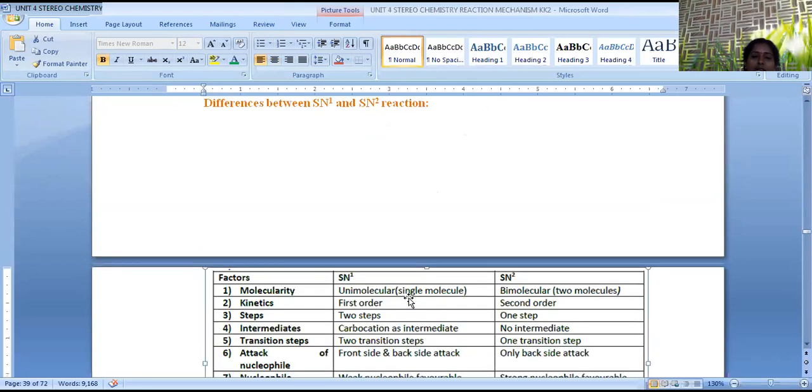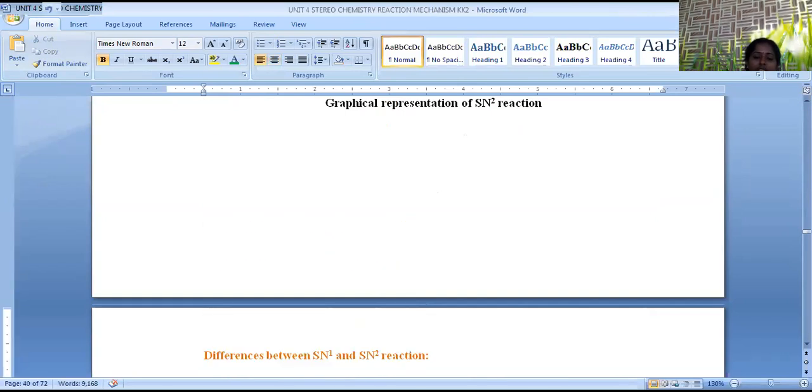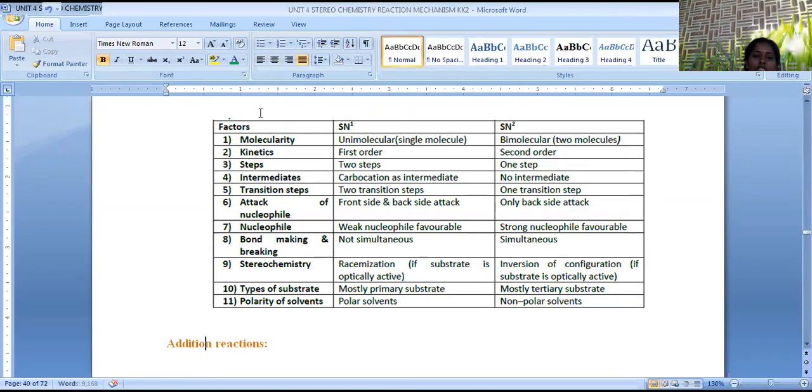Now let us compare SN1 reaction with SN2 reaction. There are so many differences between these two, why some of the species proceed with SN1 and why some others with SN2. We will compare both. Molecularity of SN1 reaction is unimolecular, SN2 is bimolecular, where in SN1 only alkyl halide influences, whereas in SN2 alkyl halide along with nucleophile influence the reaction.